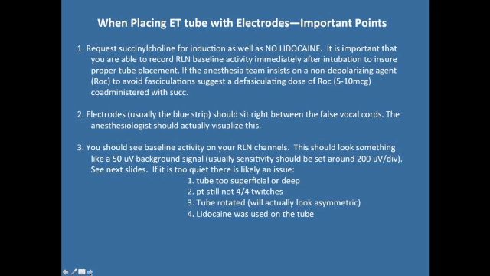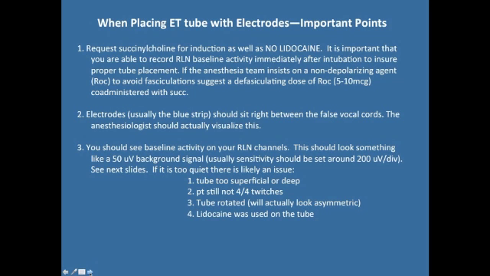Okay? We should always ask the anesthesia personnel to visualize the electrode touching the cord. So the blue strip, the electrode, should sit right between the false vocal cords. They should visualize it. Okay? That's the only way to know for sure. And then, of course, placed correctly, you're going to see that baseline activity. It should be about 50 microvolts in amplitude, give or take. Usually my sensitivity is set around 200 microvolts per division.